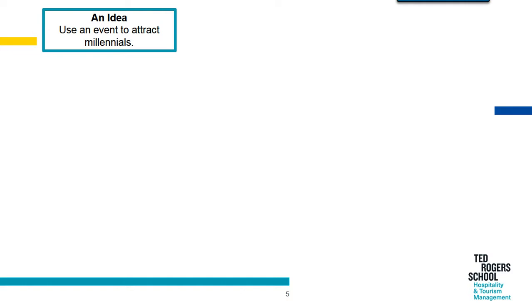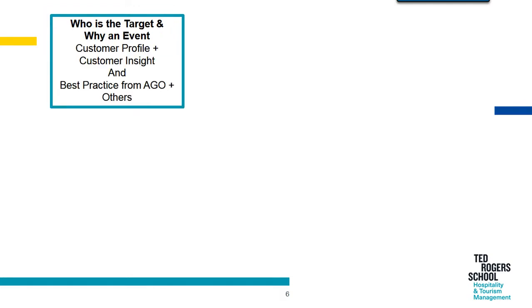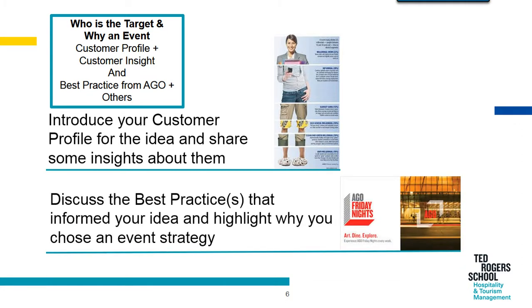So, here's the idea. I'm going to use an event to attract millennials. The event is AGOCon Friday Nights, and I'm going to do it once a month. For the target and why, my profile is millennial, university aged, and I want to share some insights about them that I've learned in different processes. I'm then going to discuss the best practices that informed my idea and highlight why I chose an event strategy. I'm going to use the evidence for this. I'm going to look to the AGO Friday Night Live as an example.